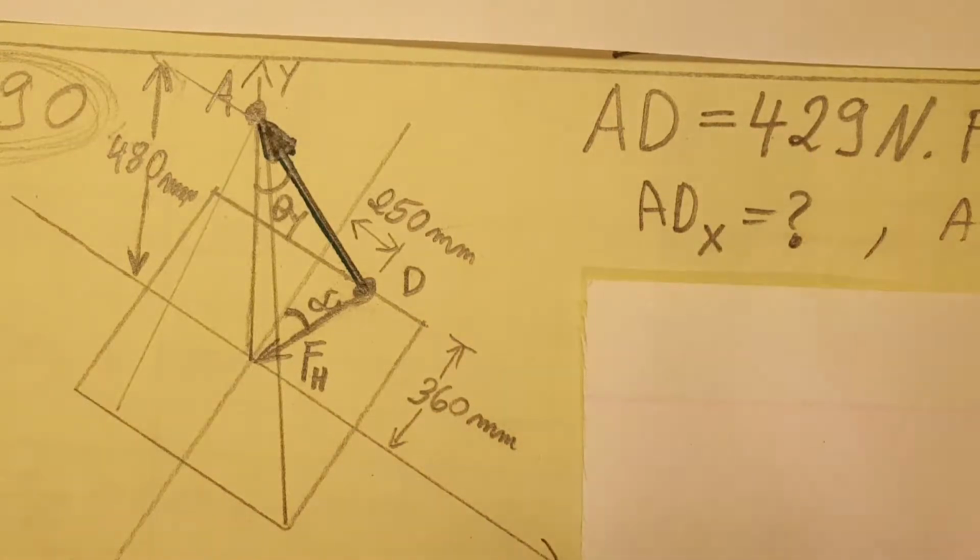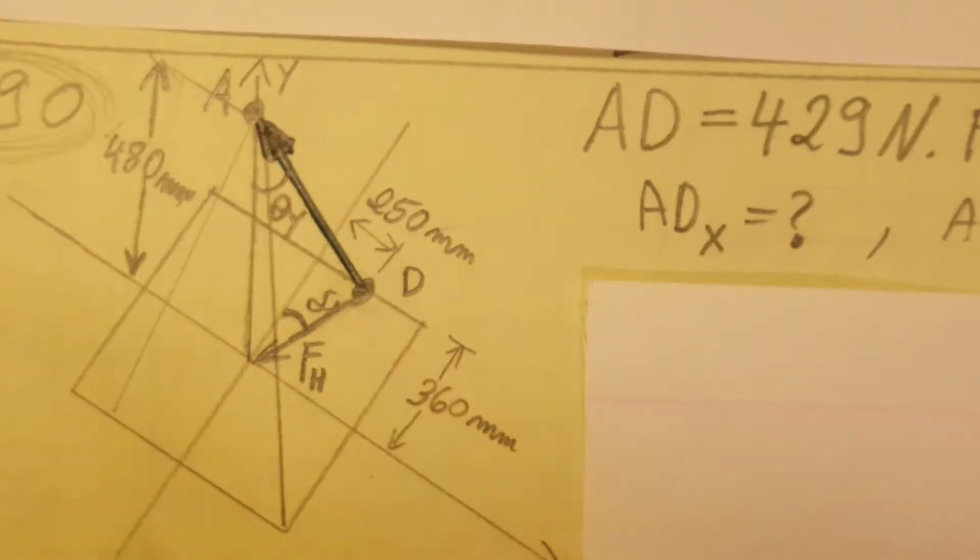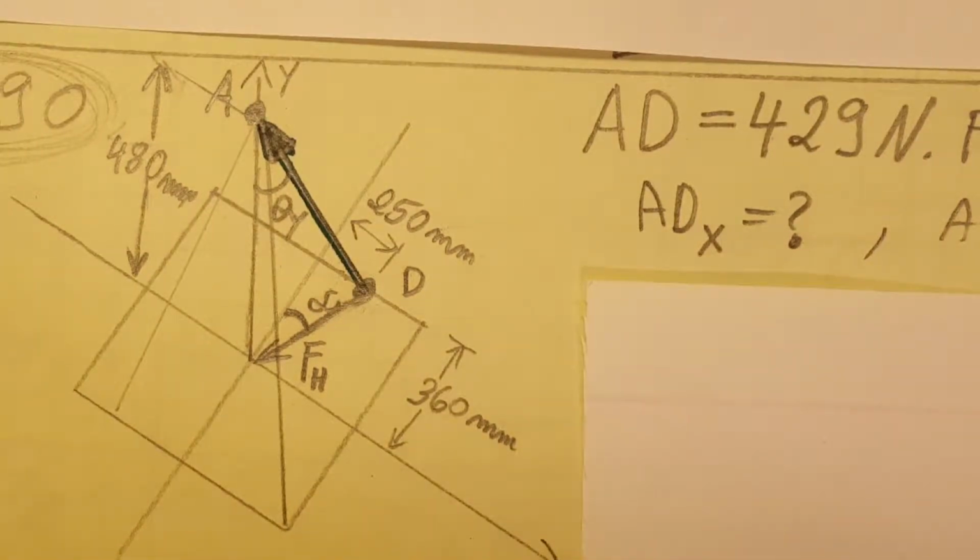Okay, in this problem we're gonna work with vectors, and we're gonna work on finding components in three-dimensional space. A rectangular plate is supported by three cables as shown in the diagram. Knowing that the tension in the cable AD, which is right here, is 429 newtons, determine the component of the force exerted on the plate at point D, down here.